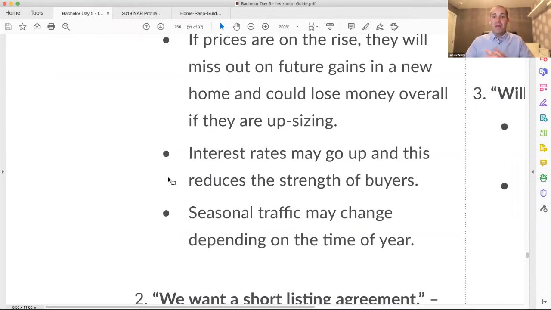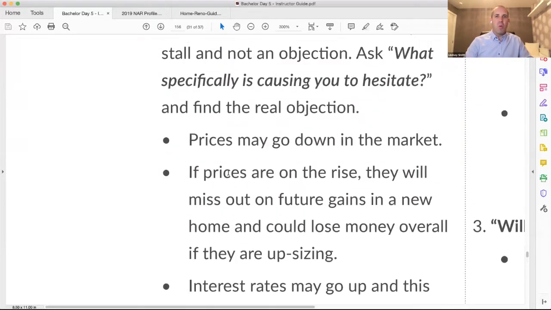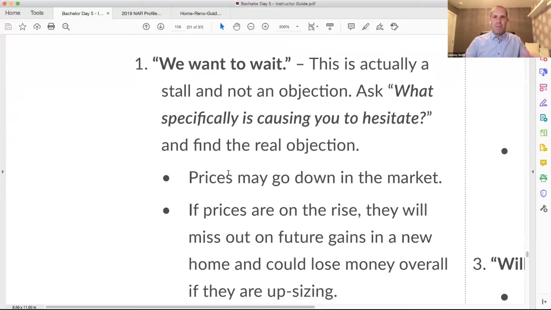And seasonal traffic may change depending on the time of the year. So right now, if they are in springtime, or maybe this February, and they said, we want to wait, well, if they're going to wait till summer, they're going to miss the traffic. And if they're in summer and they're going to wait until winter or the late fall, they may miss some traffic as well. So depending on what the seasonality is like in the marketplace, a buyer or a seller may miss out on some traffic. So the concept of we want to wait, it's very, very important to help them understand.